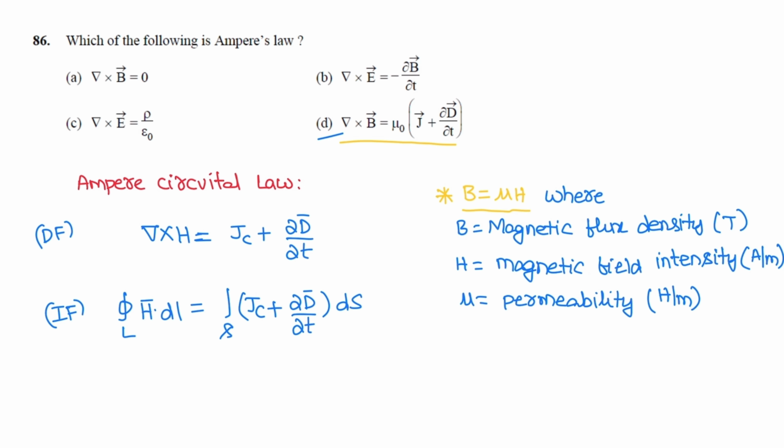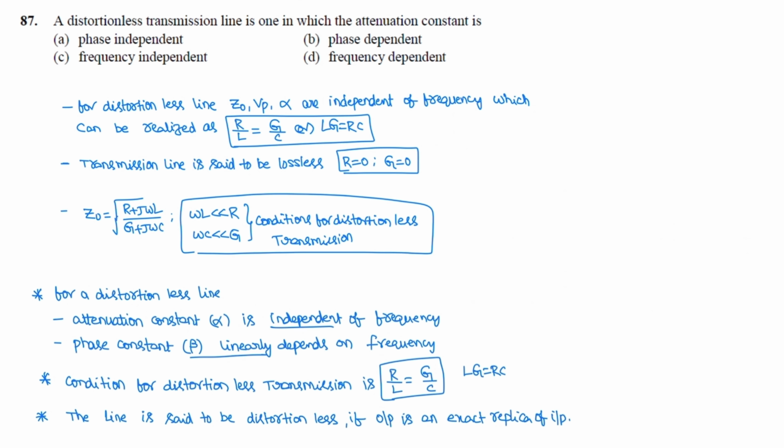Next question. A distortionless transmission line is one in which the attenuation constant is. So for a distortionless transmission line, the attenuation constant is independent of frequency. For a distortionless line, attenuation constant alpha is independent of frequency and phase constant beta linearly depends on frequency. The condition is R by L is equal to G by C, that is LG is equal to RC. The line is said to be distortionless if output is an exact replica of the input.